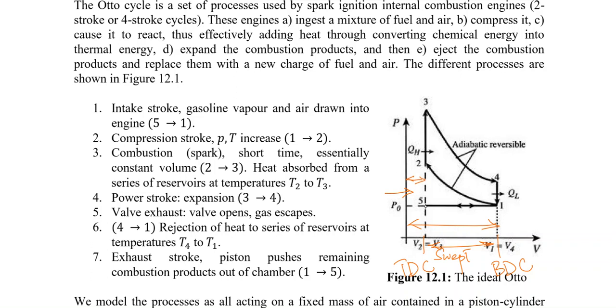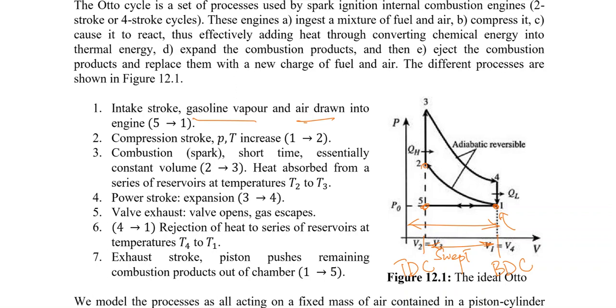Let's say at state number 5, we can start our intake stroke. At state number 5, the intake valve would be open. Once the intake valve is open, the gasoline vapor and the air mixture would be drawn into the cylinder. So the whole piston will move from the top dead center to the bottom dead center. Once it reaches the bottom dead center, the intake valve would be closed, and we will be starting the compression then. Compression would be from state 1 to state 2, which we call the compression stroke. In the compression stroke, the pressure increases and also the temperature increases.